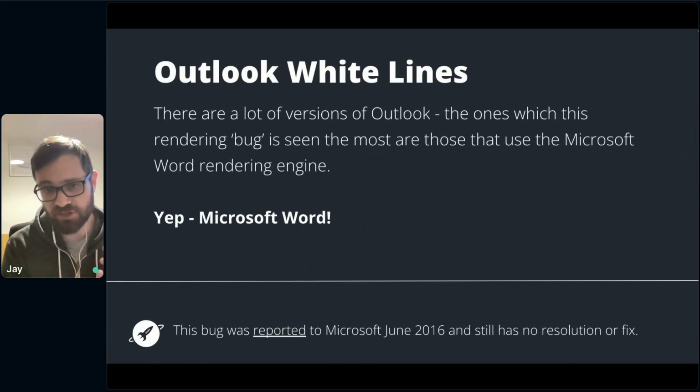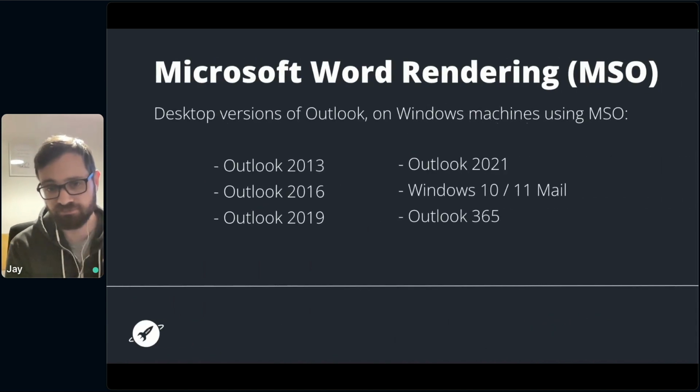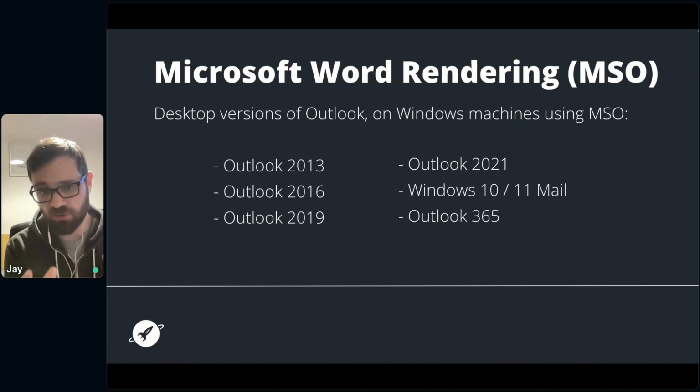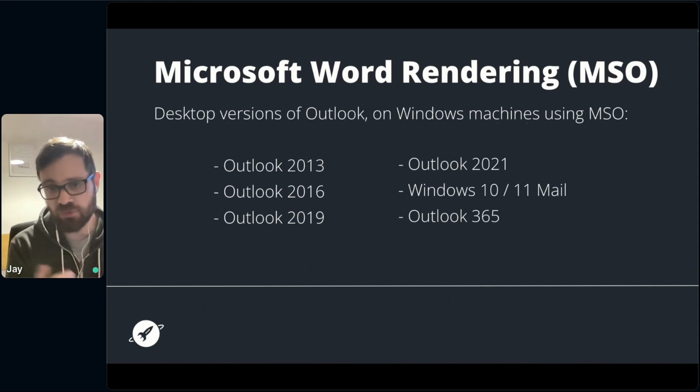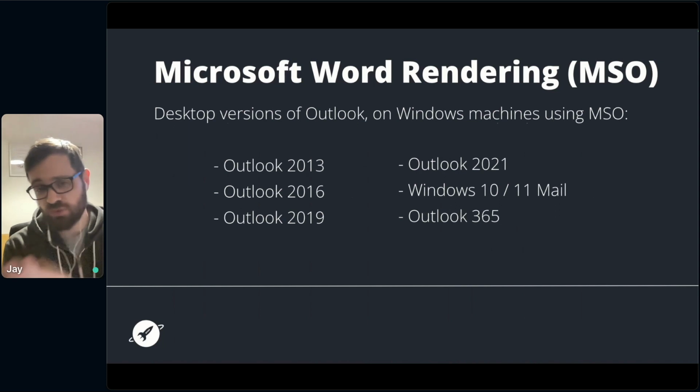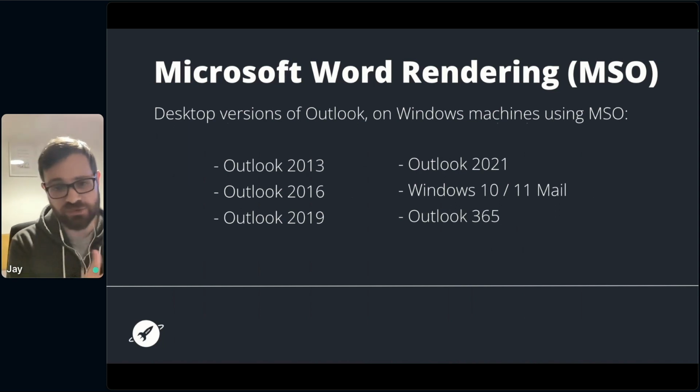So why do white lines occur in Outlook? There are lots of versions of Outlook, and the main one that causes this, as far as I know, I haven't seen it in the others, is the ones that use Microsoft Word as a rendering engine. Some versions of Outlook on Windows machines use Microsoft Word, and those are normally the downloaded desktop app on Windows machines. All of those email clients on the screen use MSO or Microsoft Word rendering. This comes all the way up to Outlook 2021 and also includes things like the Windows 10 and 11 Mail app, which comes for free, and then also Outlook 365, which is a desktop app.